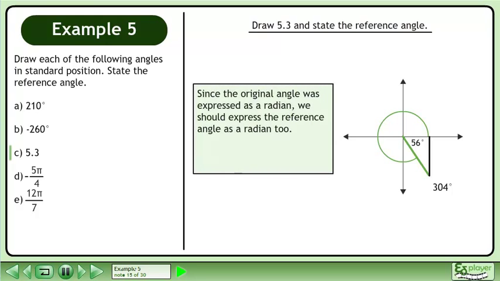Since the original angle was expressed as a radian, we should express the reference angle as a radian too. Multiply by pi over 180 degrees to get 0.98 radians. In the diagram, replace the degree measurements we used for our work with the radian values we'll use as a final answer.